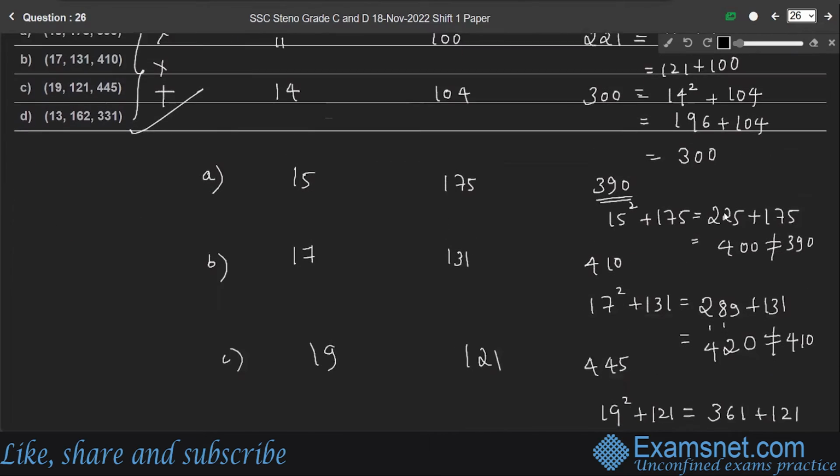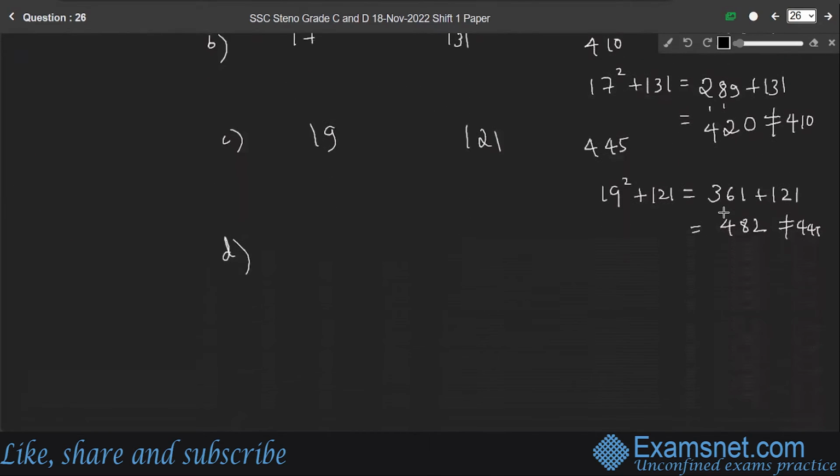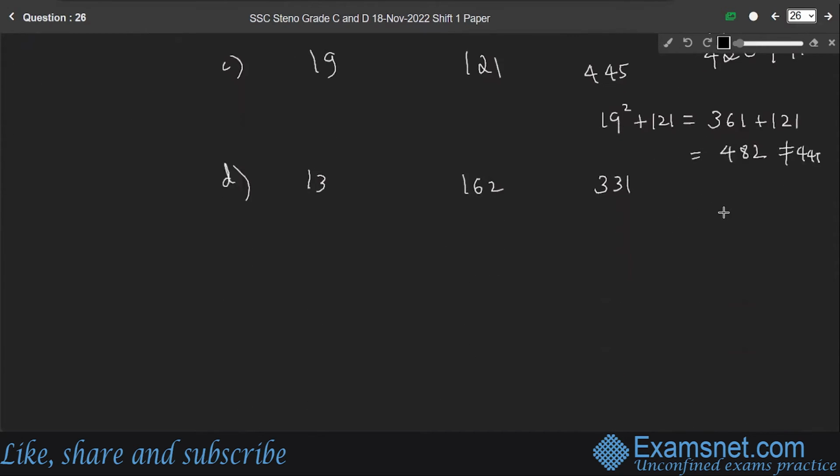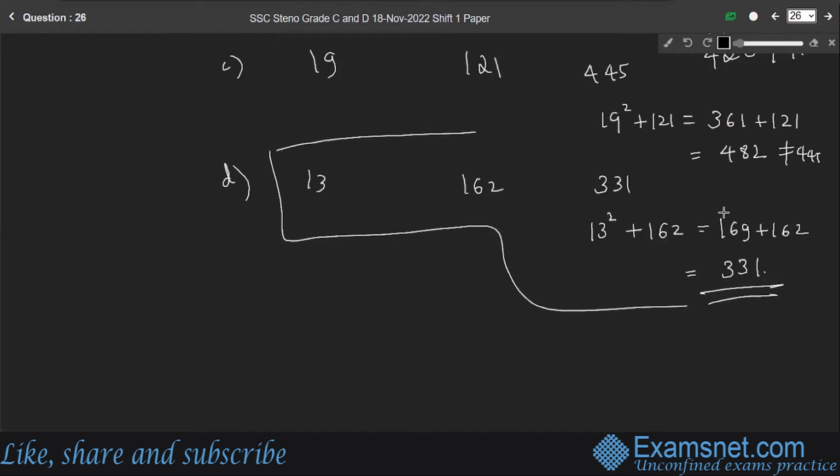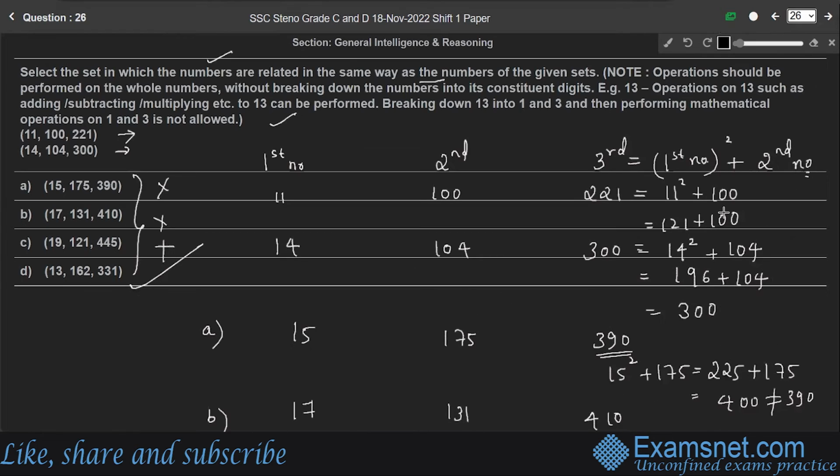To verify that, we'll consider option D: 13, 162 and 331. This 331 should be equal to 13 square, the first number square, plus the second number. So 13 square is 169 plus 162, which is equal to 331, right? Therefore, option D follows the logic of the given sets, in which the third number is equal to the square of the first number plus the second number. Hence, option D.